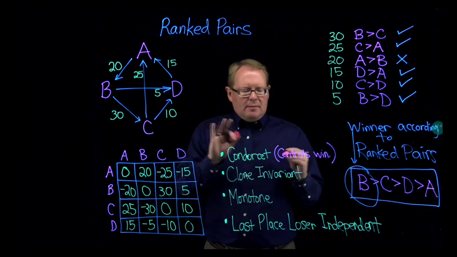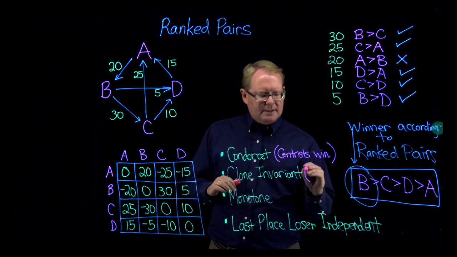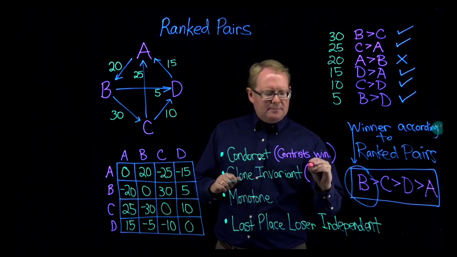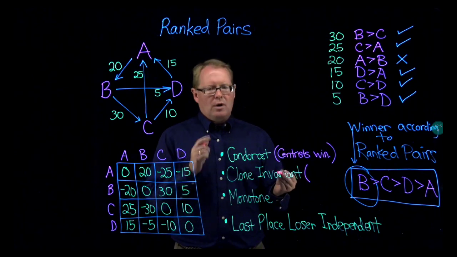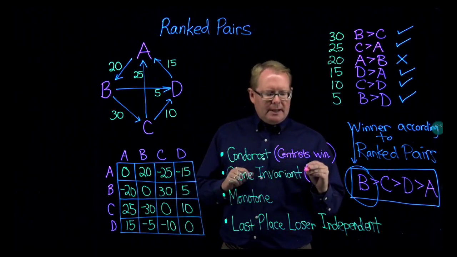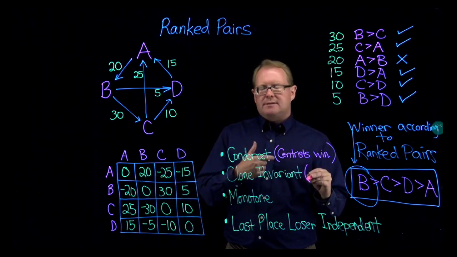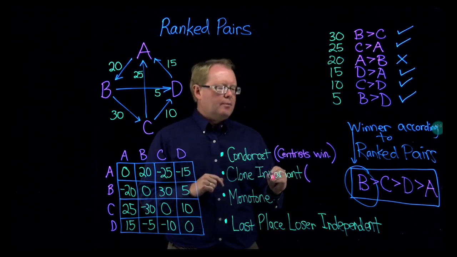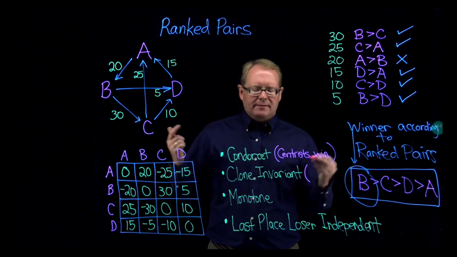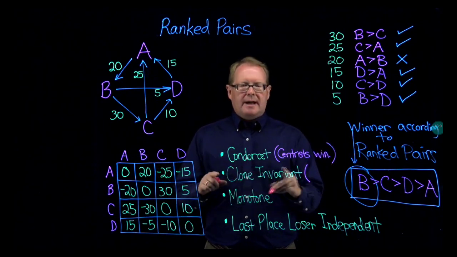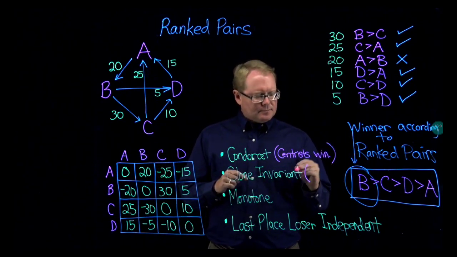So this clone invariance says that's not a problem. And so what that means is you can have as many candidates running as you like. There's no need to have only one candidate from each political party. And so it also means that you don't have to worry about spoilers as much. You don't have to worry about a candidate on the left or the right taking 5% of the vote away from a candidate who actually had a chance to win.